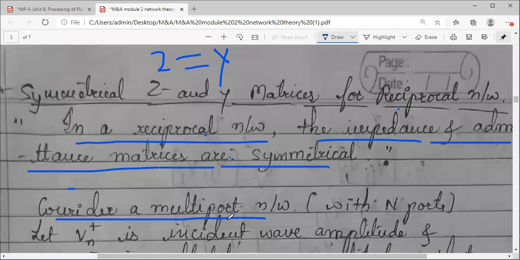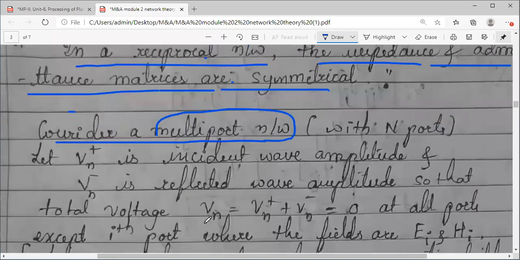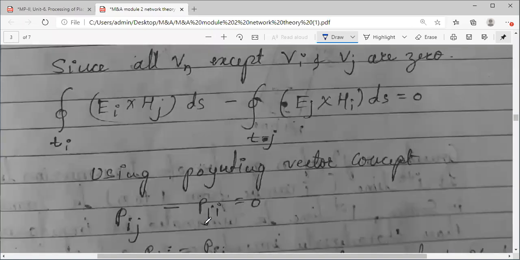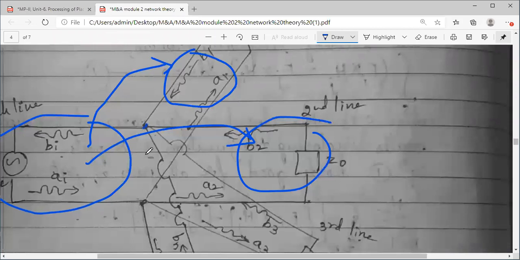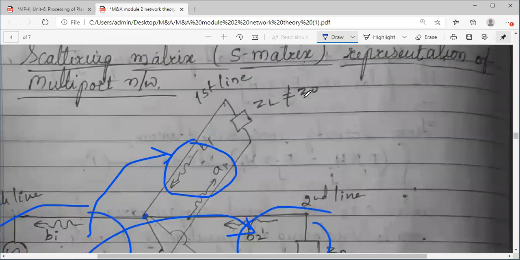Okay, let me consider a multi-port network. You know what a multi-port network is already. Let me just show you the figure. This is your multi-port network wherein you have a junction. Many ports are connected at this junction. There are n number of ports in general.